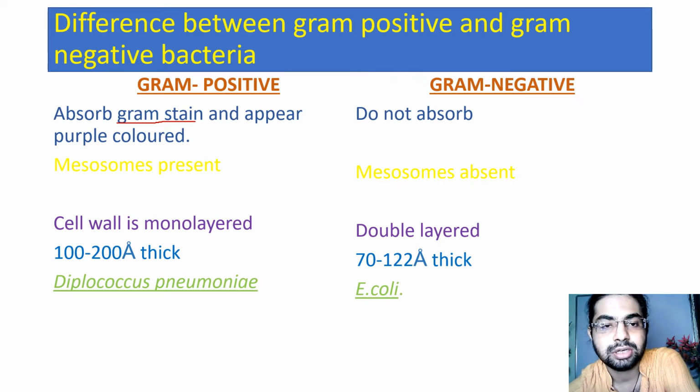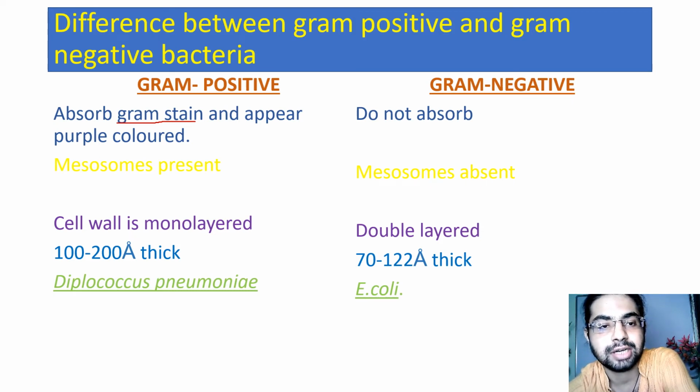This gram stain is actually a staining procedure to color bacteria, because if you don't stain the bacteria, it is not visible under the microscope. So to make it visible, staining is important, and this staining is named gram stain after the scientist Hans Christian Gram. Gram positive bacteria absorb crystal violet, so they absorb gram stain and appear purple under the microscope, but gram negative bacteria do not absorb gram stain.